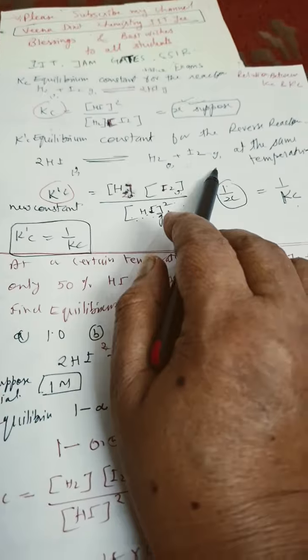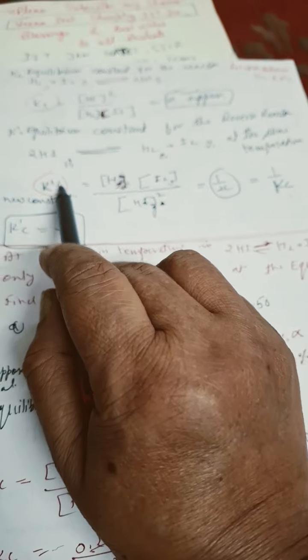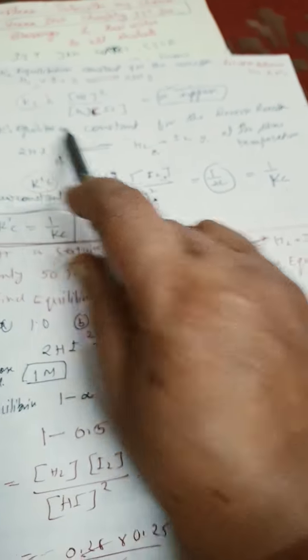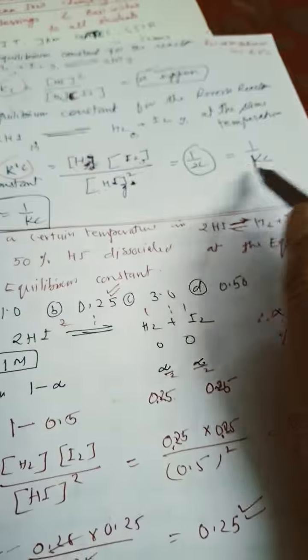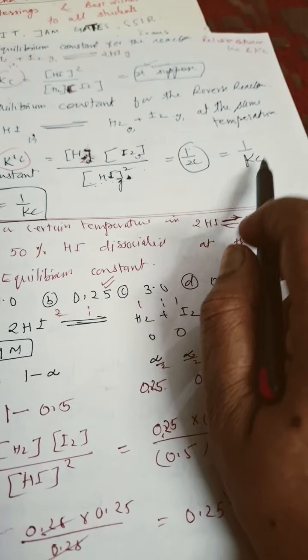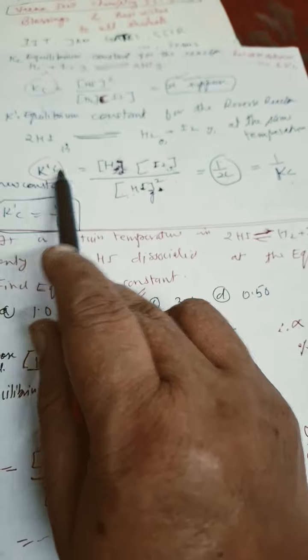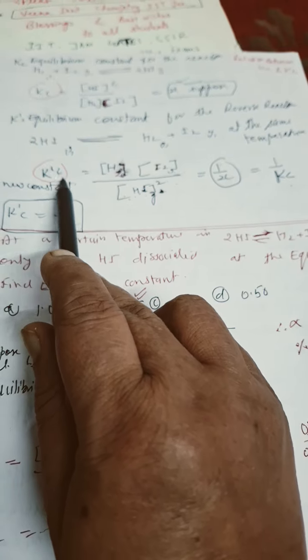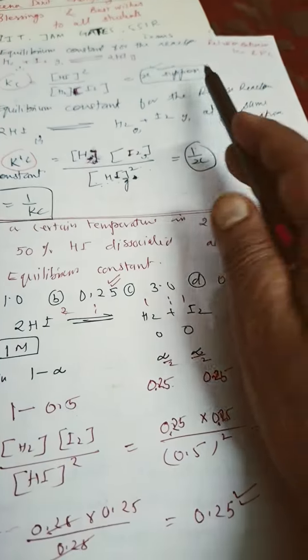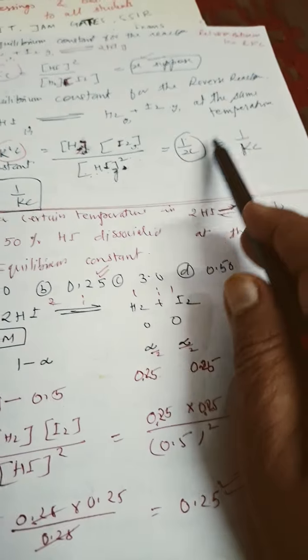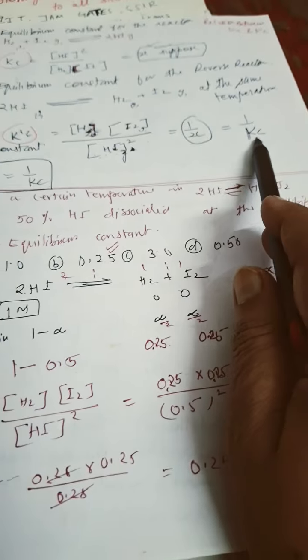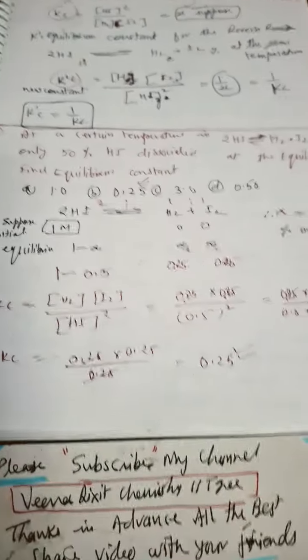On reversing the equation, the new value of Kc will be the inverse of the initial value. So this is 1 by Kc, because I have given the idea that suppose it is X, so the new equilibrium constant K-C will be equal to the inverse of X, that is 1 upon X. Here I have written 1 upon Kc. In this way you can solve many questions.